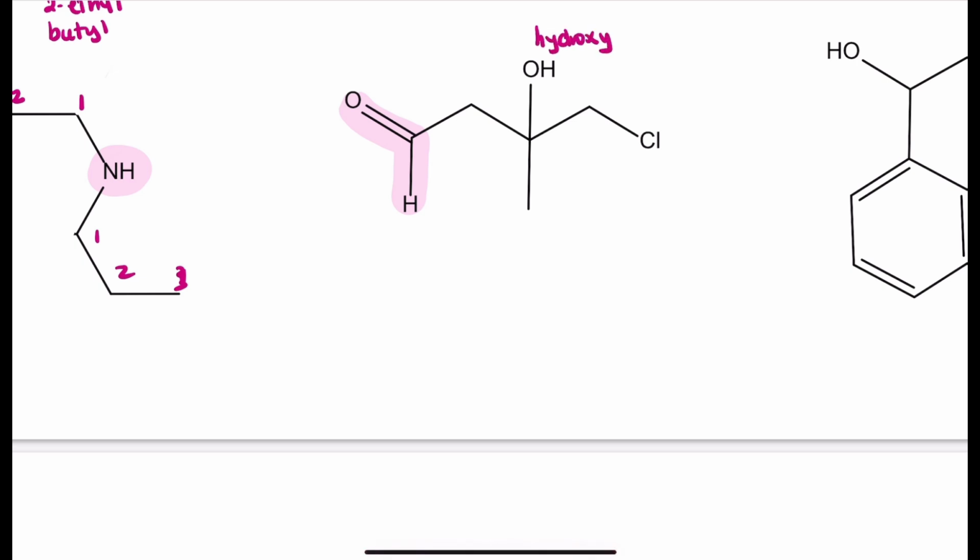So if I look at my longest parent chain, that's my longest chain. The carbonyl carbon has to be carbon 1 on an aldehyde. That is just a flat rule. We never emphasize where the carbonyl carbon is because it's attached to hydrogen. It has to be carbon 1. 2, 3, and 4.